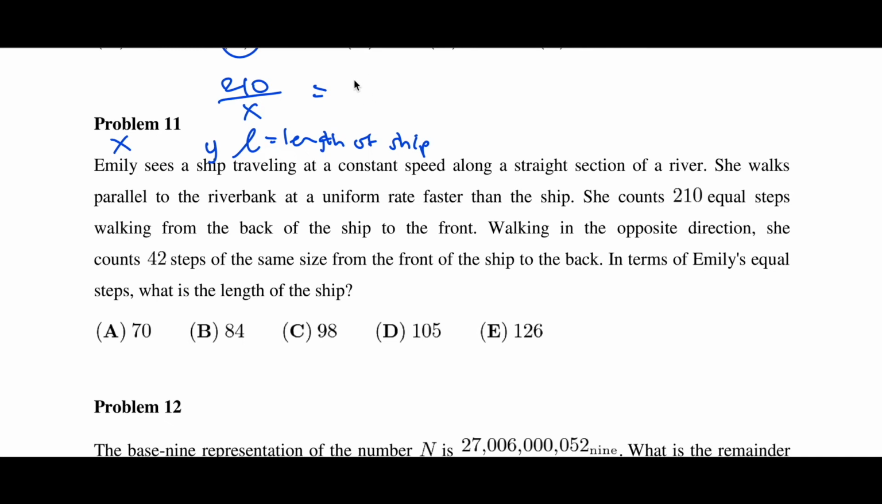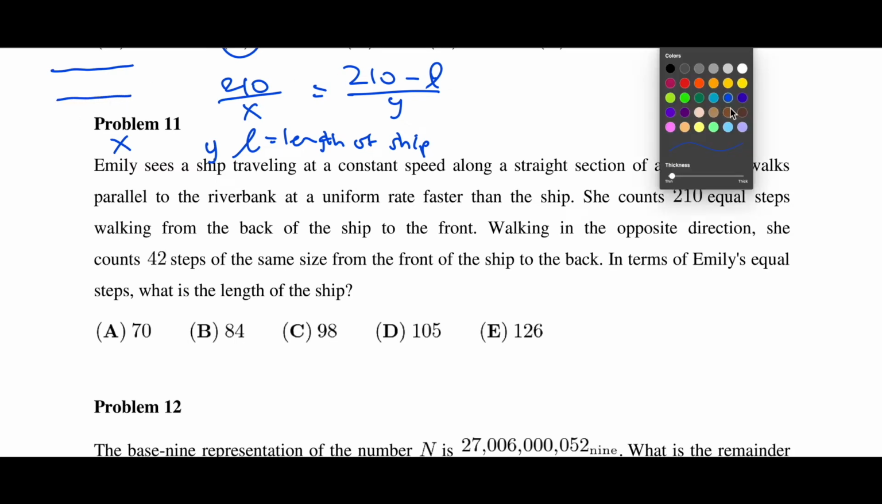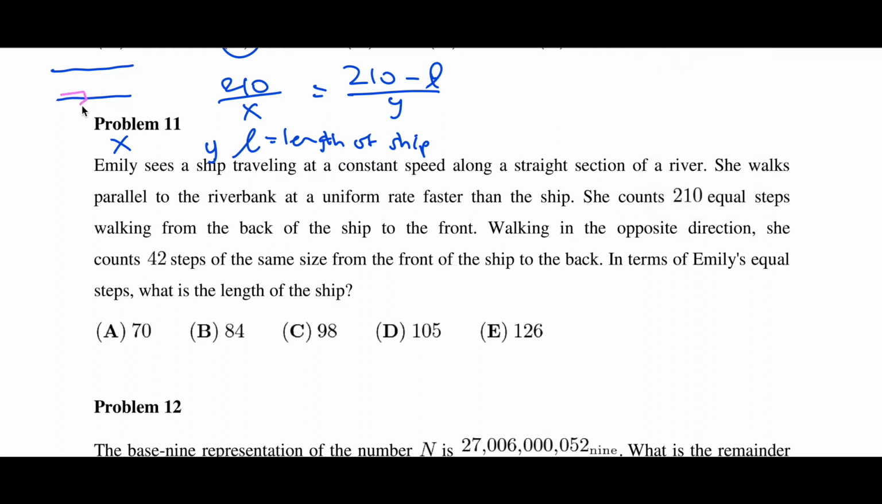So that's 210 minus L. You might wonder why it's 210 minus L. So let's draw a picture. This is Emily's line and this is the ship's line. I'm going to make a different color for the ship. So the ship will be pink. This is the ship and it goes all the way to there. So the head starts from here and it goes to there.